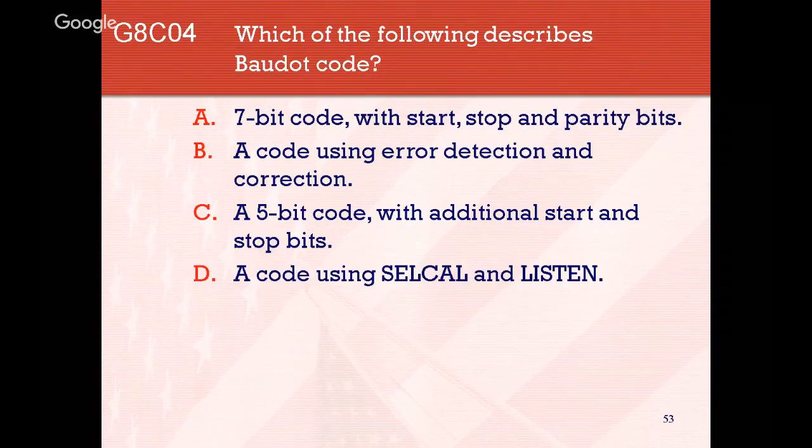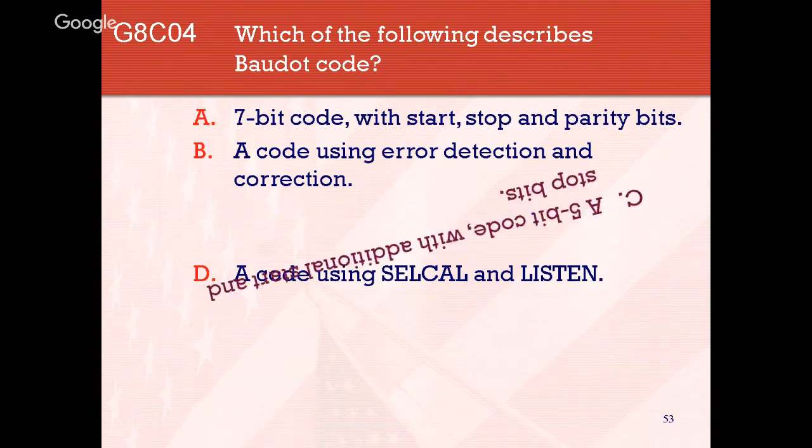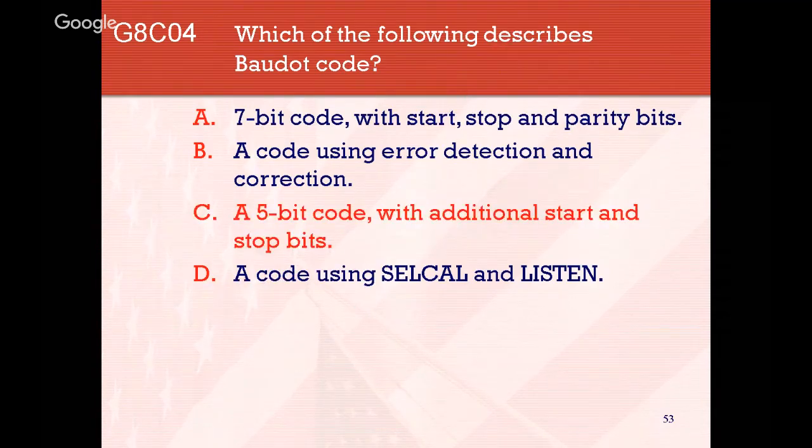Which of the following describes Baudot code? Remember the high five thing that they talked about in the book. It is a 5-bit code with additional start and stop bits. It's a 5-bit code, it just has a start bit and a stop bit at the front and back.